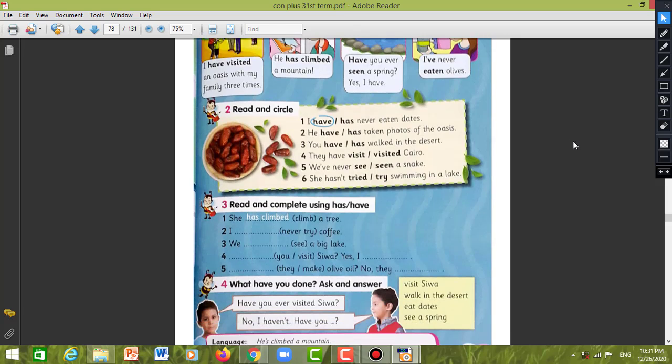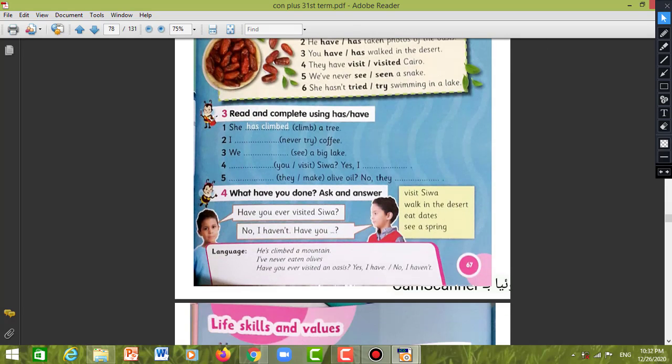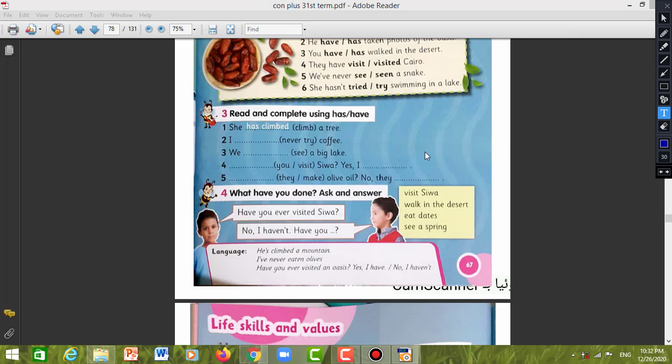Question number 3. Read and complete using has or have. Number 1, she has climbed a tree. Number 2, I have never tried coffee. We change y to ied. Number 3, we have seen. Yes, we have seen a big lake.